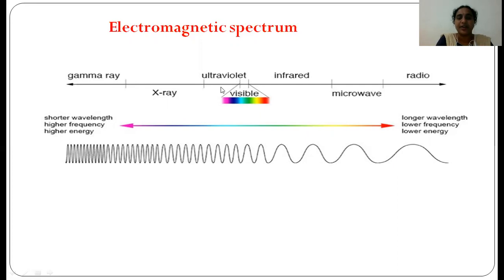Then ultraviolet radiations, next visible radiations, next infrared radiation, next microwave radiations. The least energetic radiations are radio wave radiations. Here the right side waves have longer wavelength, lower frequency and lower energy. So in UV visible spectroscopy, we are using ultraviolet as well as visible radiations.